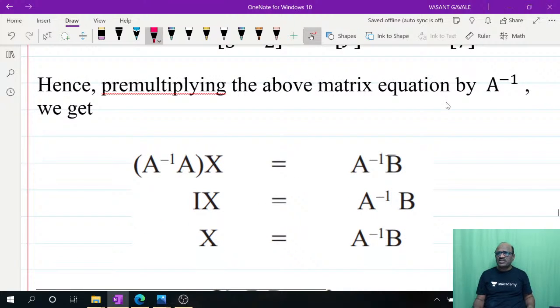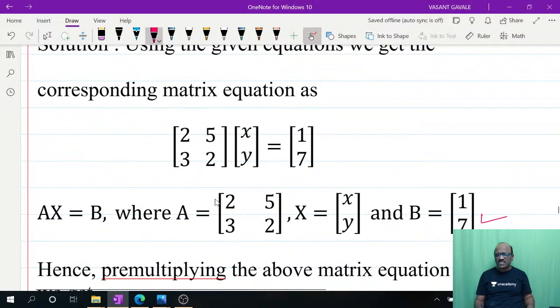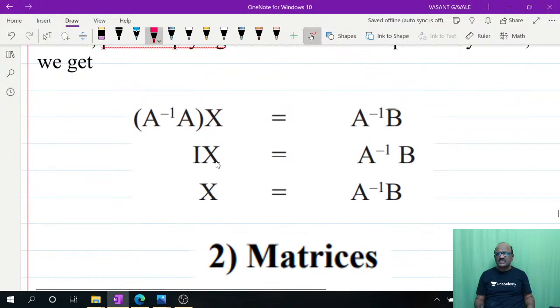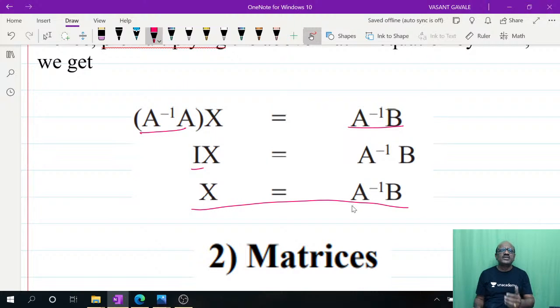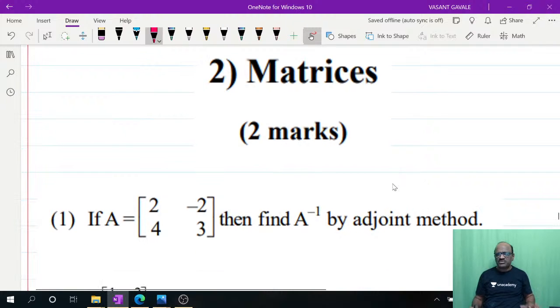Again, pre-multiplying both sides of the equation AX is equal to B by A inverse, A inverse into A is I. Again, here multiplied A inverse on the right hand side. Therefore X is equal to A inverse into B. Okay, this is the overview of the matrices chapter. Now we will see the last year asked questions from the board examination.